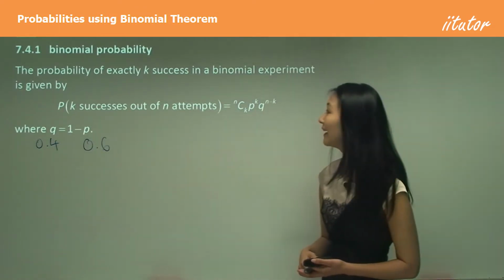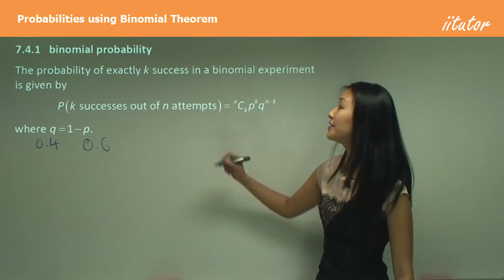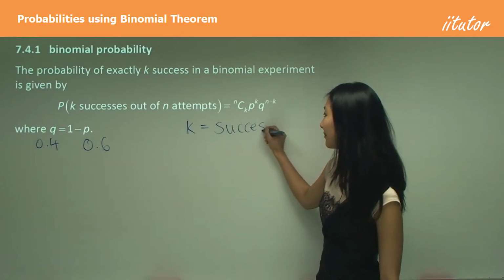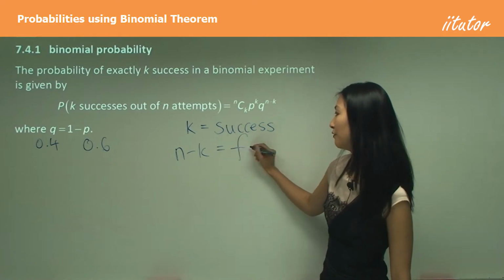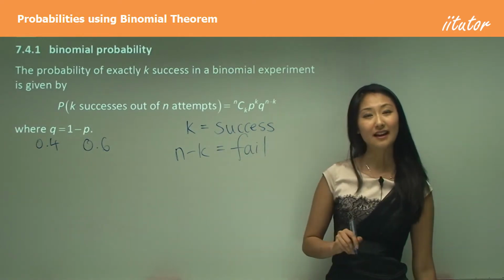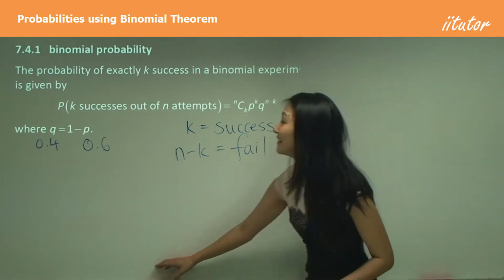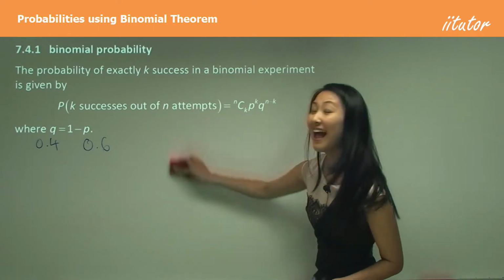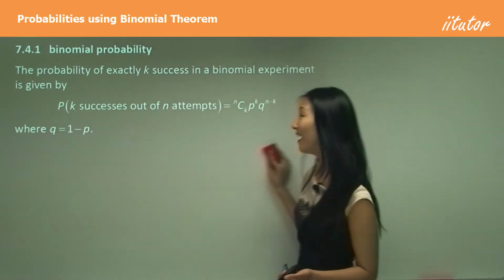Now, similarly, because it's k successes out of n attempts, if k equals your successes, that means that n minus k equals your fails. Yeah? So because it's binomial, it's one or the other. So let's just keep that in mind. So we're just working out binomial probability, and we're just using our general term binomial equation to work it out.